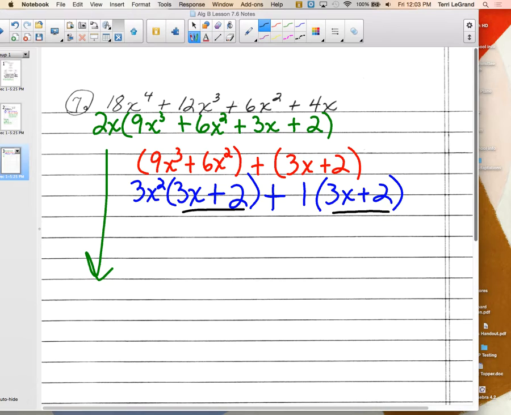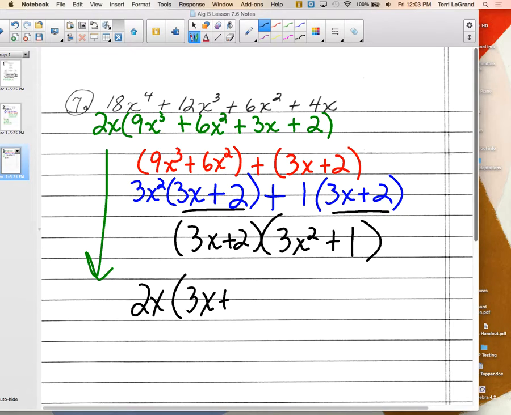Okay, so the one that they have in common is 3x plus 2, so that's one of the factors. And the other one is 3x squared plus 1. And then we need the GCF in front of it. So 2x, 3x plus 2, 3x squared plus 1.